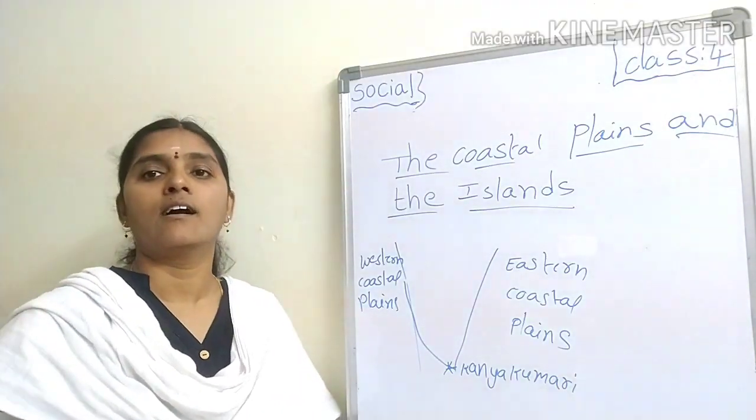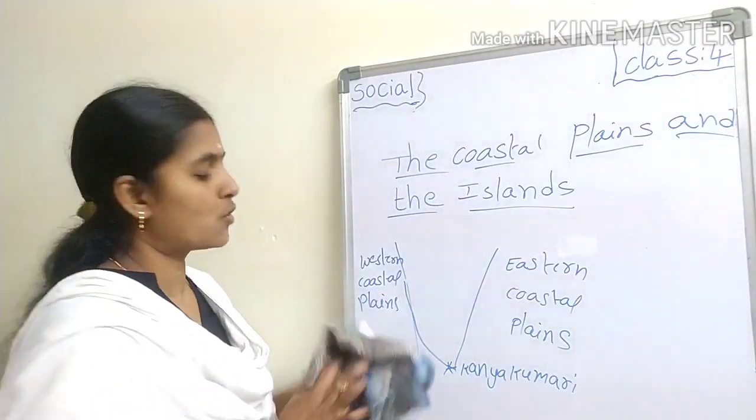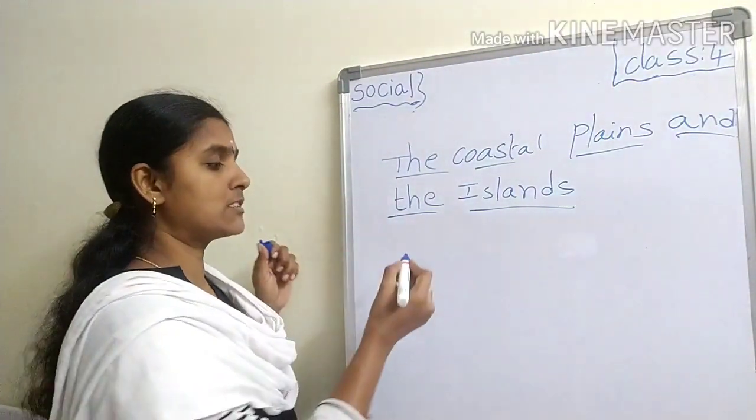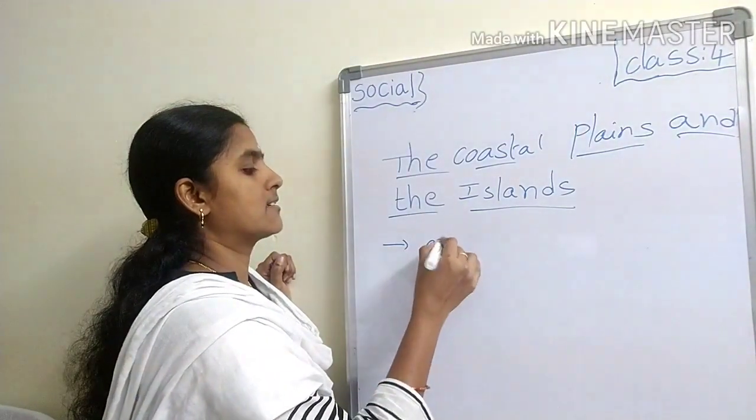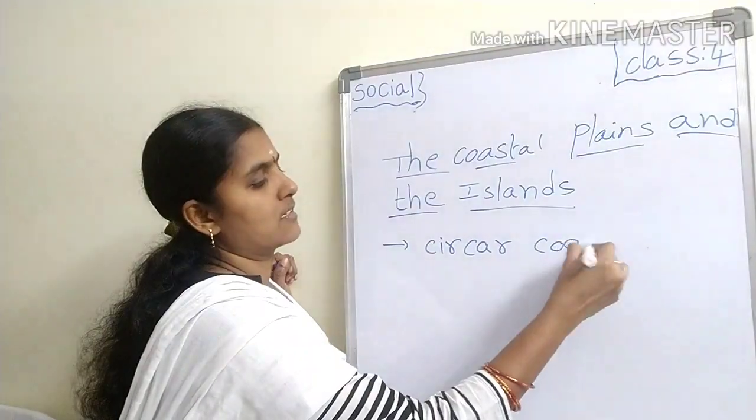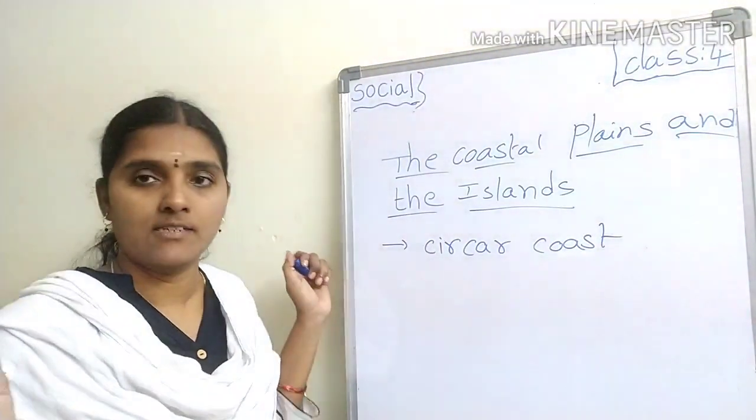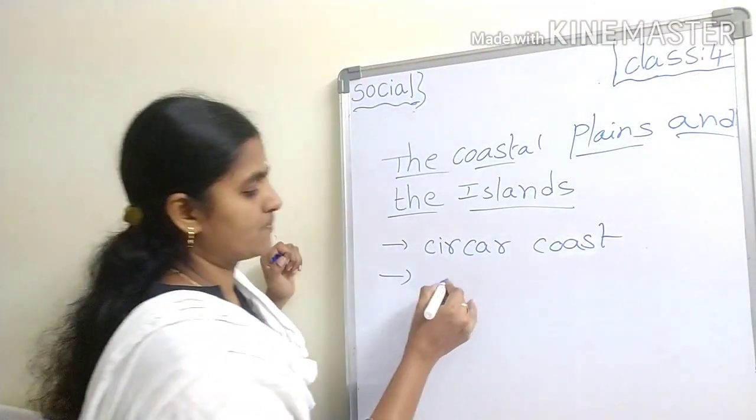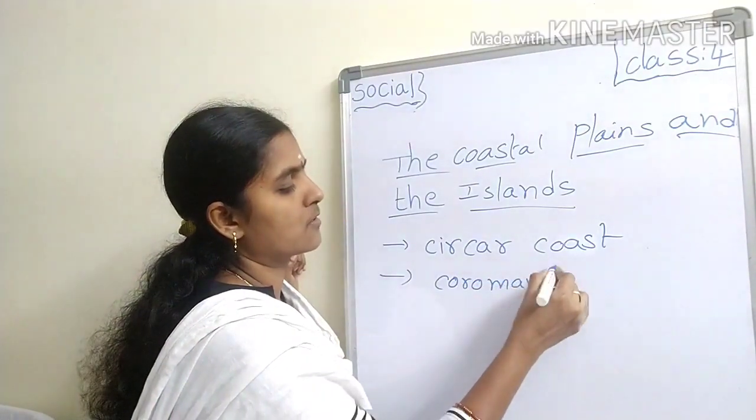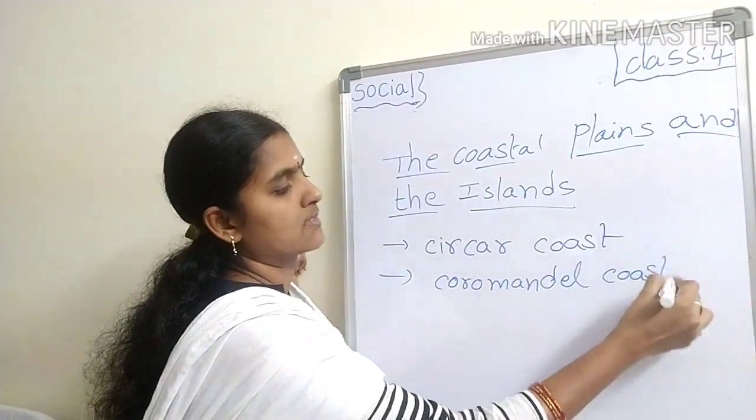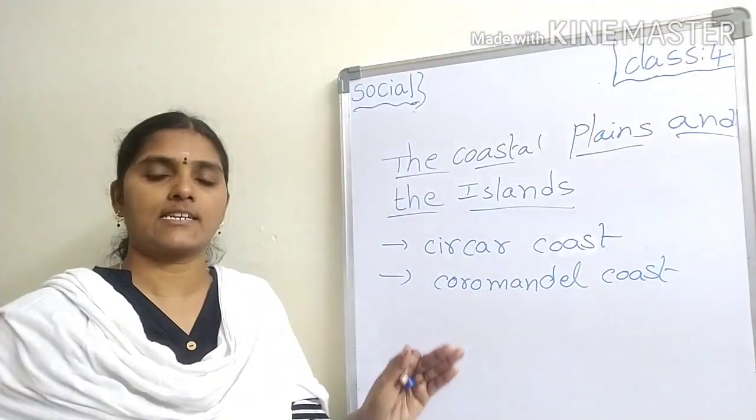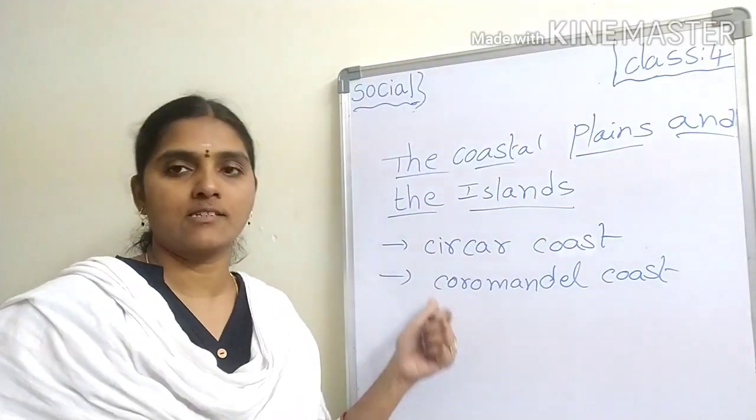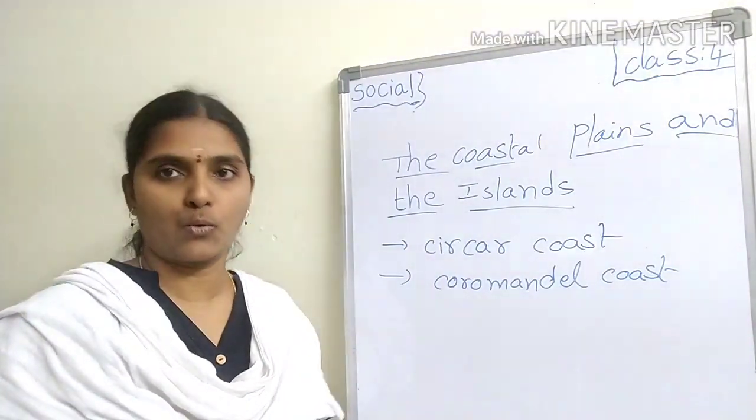The eastern coastal plains have two parts. The northern part is called the Northern Sarkar Coast, and the southern part is called the Coromandel Coast. Understood? One is the Sarkar Coast, another one is the Coromandel Coast.